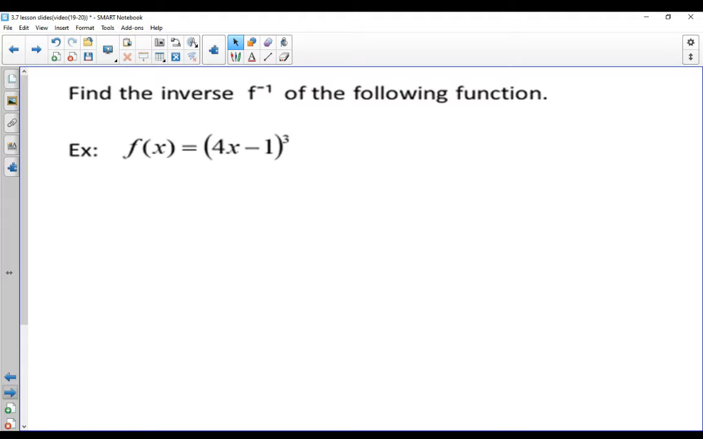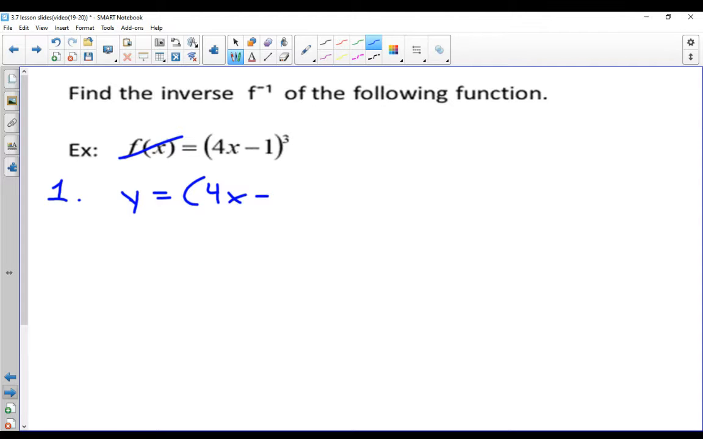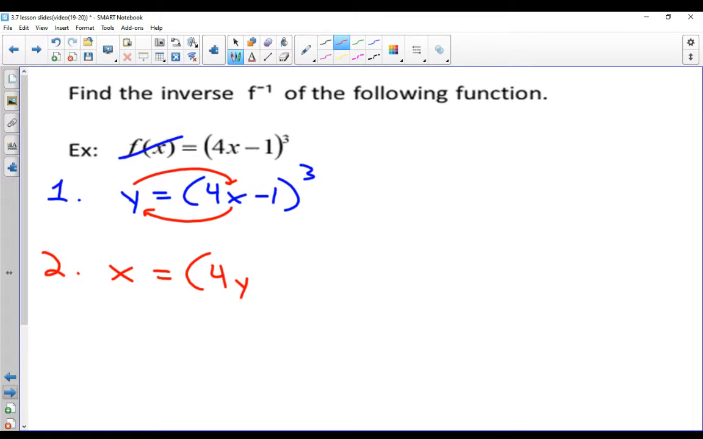So let's say you're given this equation, and we need to find its inverse. Just like we said on the previous slide, first thing you're going to do is replace the f of x with y. So y equals (4x minus 1) cubed. Then step 2 is you're going to take your y and your x and make them switch places. So now your x is out here on the left side, and your y is here with all the other numbers and symbols.